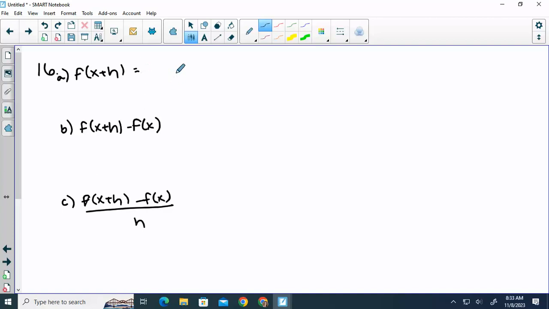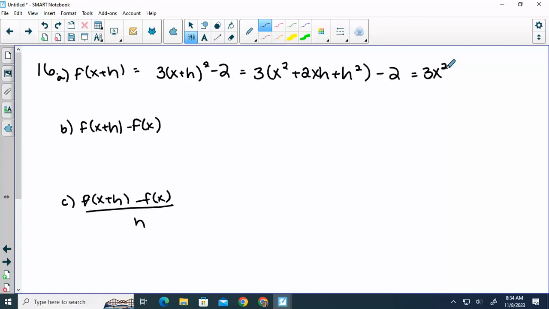So f of x plus h says you go to your function, you replace your x with an x plus h. How do I do x plus h squared? So we can distribute our 3 and we just get 3x squared plus 6xh plus 3h squared minus 2.